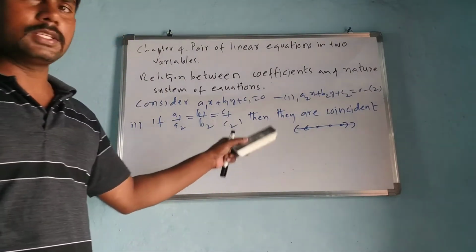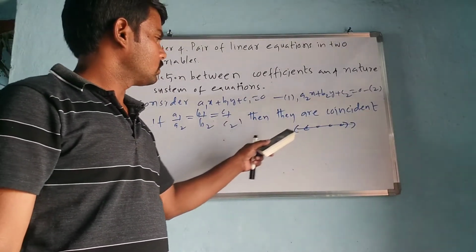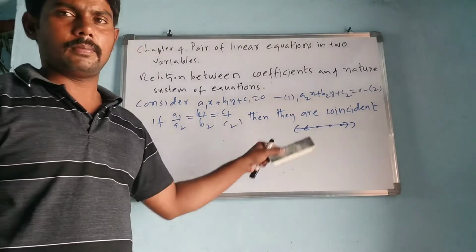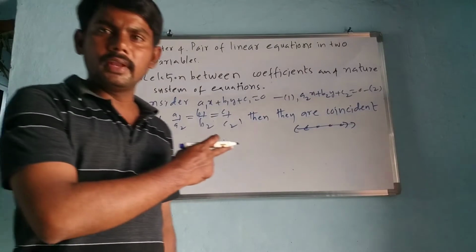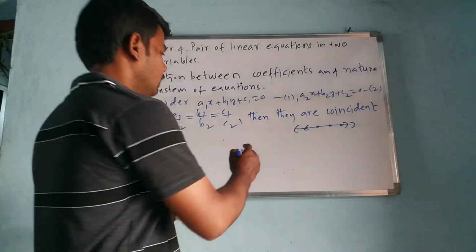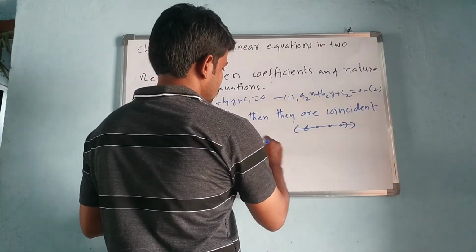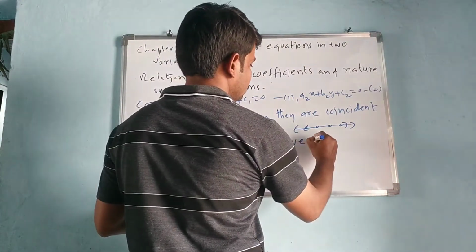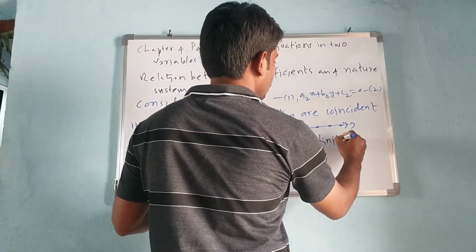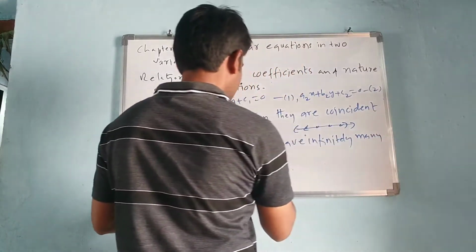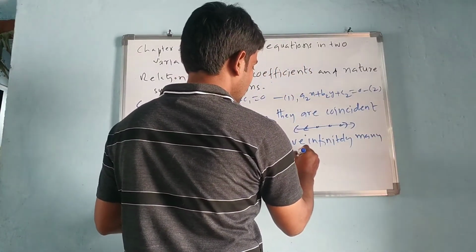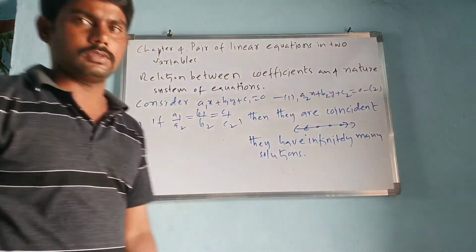In this case, coincident lines, both are the same. If both are the same, they have infinitely many solutions.